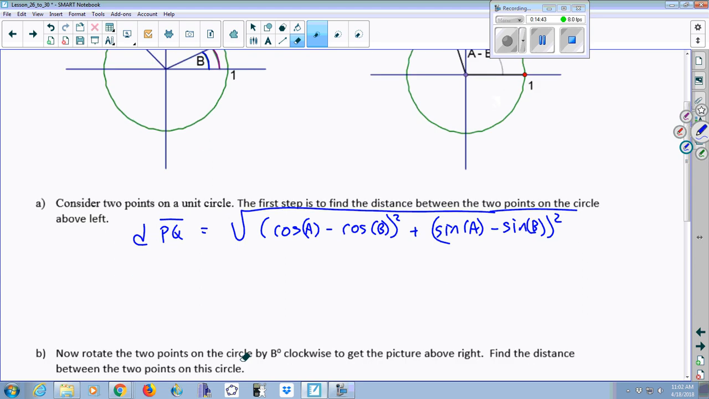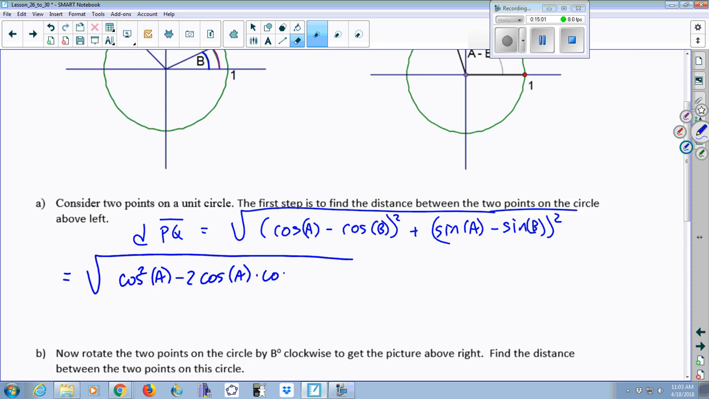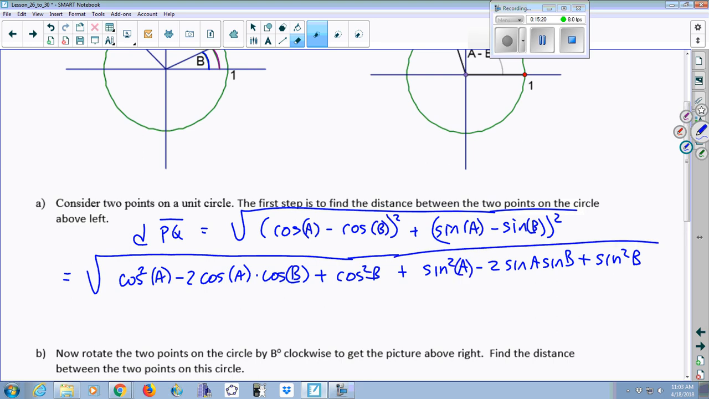Okay. Now we have to square that out. This is just like x take away y squared, it's what I just showed you a minute ago. So let's do that. I get the first term squared, cosine squared A, minus double the product, 2 cosine A cosine B, then plus cosine squared B. That's this first thing squared out, plus sine squared A minus 2 sine A sine B plus sine squared B. Okay, there we go.